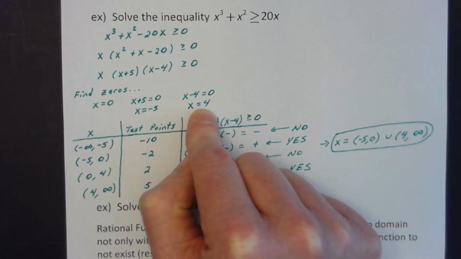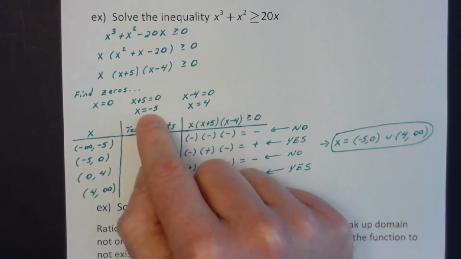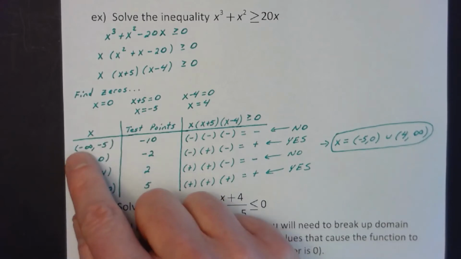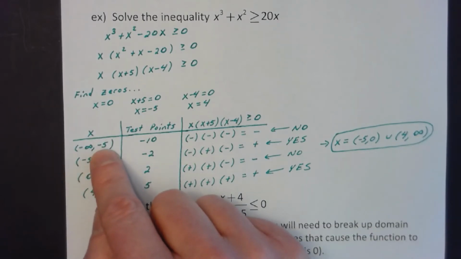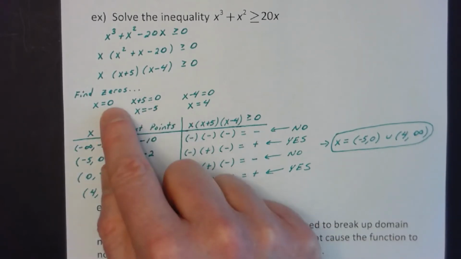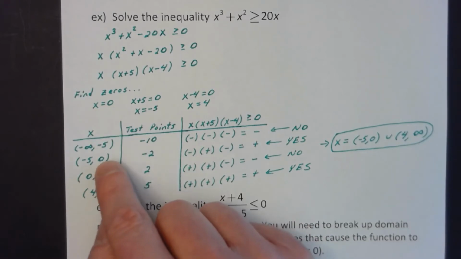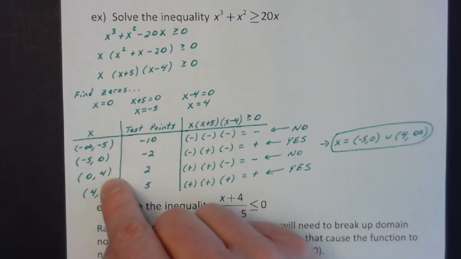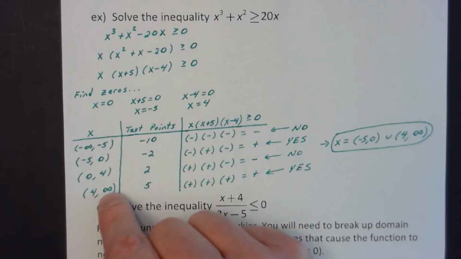So the first potential test region for my solution is going to be all values from negative infinity up to the leftmost boundary point of negative 5. So I say from negative infinity to negative 5. Then from negative 5 to 0. Then from 0 to the next zero at 4. From 0 to 4, and then from 4 to infinity.